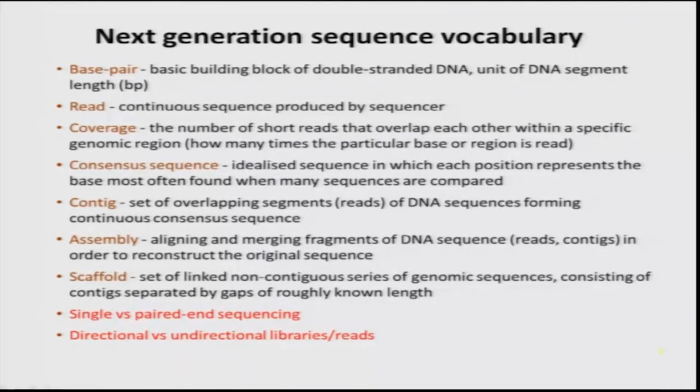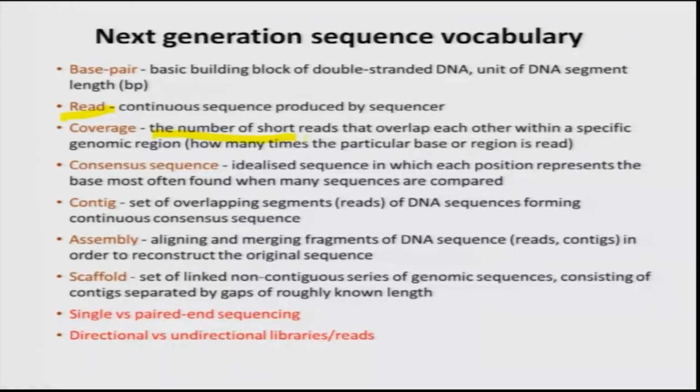For example, the read. They talk about how many reads. This is a small segment of the DNA, how many times it has been sequenced in independent units, independent clusters. So it is the continuous sequence produced by the sequencer, right? Coverage, this is what we spoke about, how many short reads of overlapping segments are present. Consensus sequence: when you have several sequences, you assemble them to get a consensus sequence. And this is a contig.